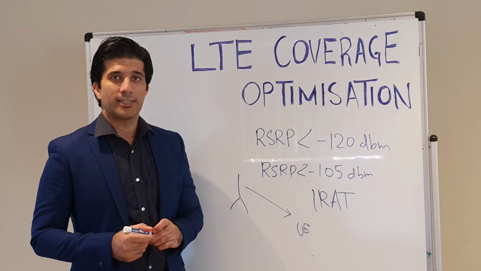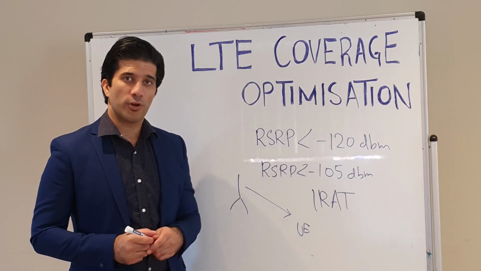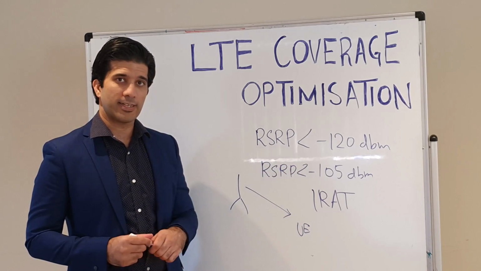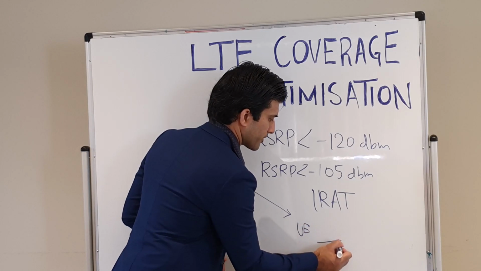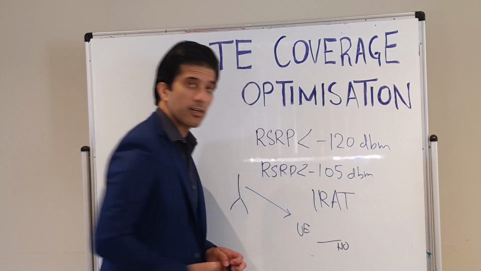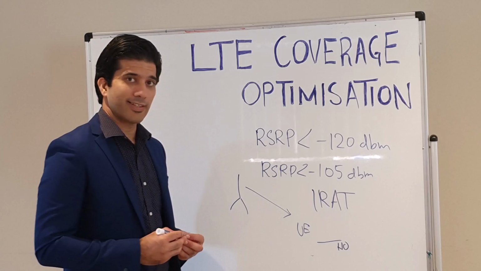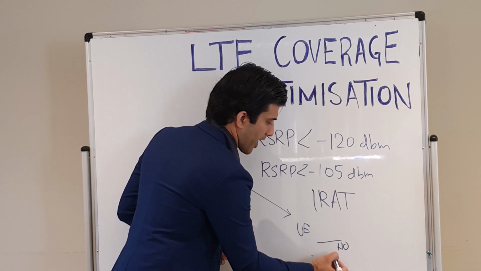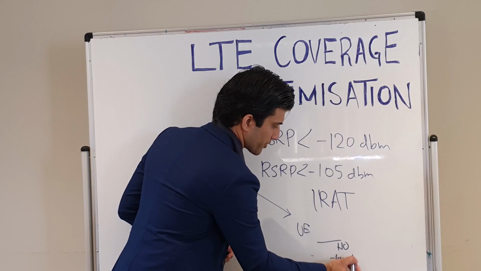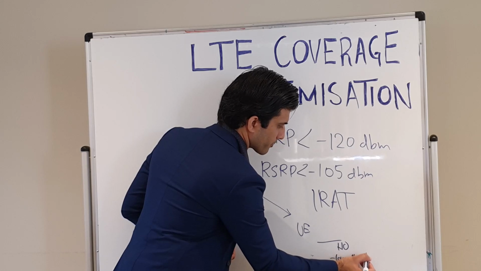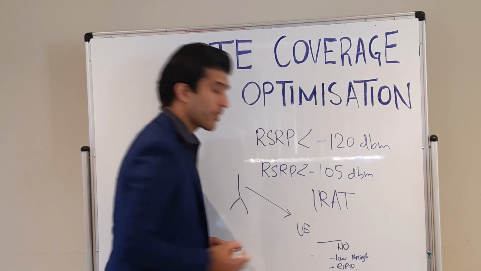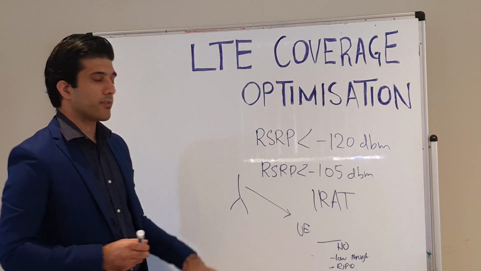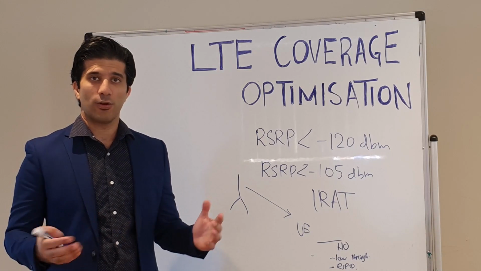That would also point out, sometimes in terms of weak coverage, you will have handovers towards the other LTE sites, and you will have low throughput, and you have RSRQ issues. So this is how you go about detecting downlink problems.